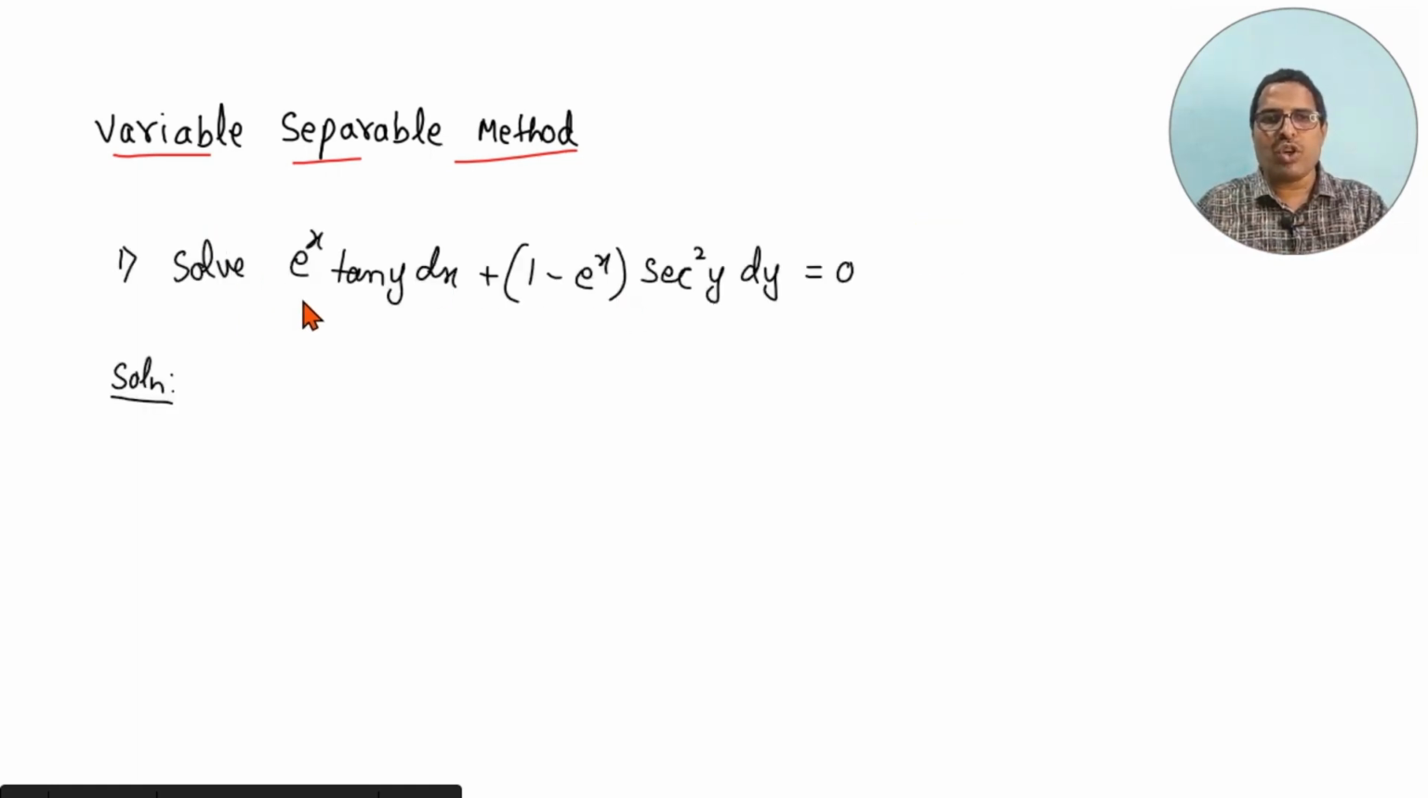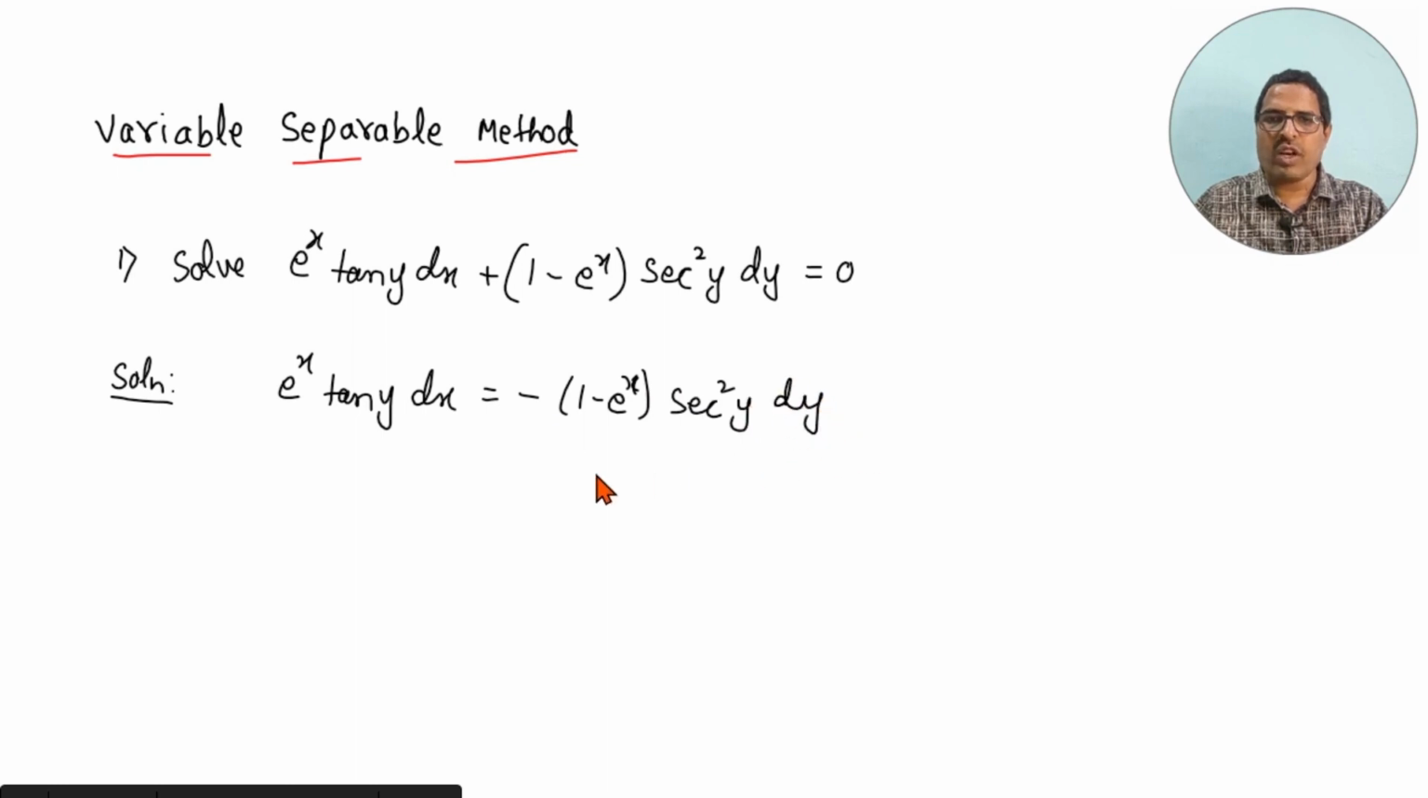We have the question: solve e power of x tan y dx plus (1 minus e power of x) secant square of y dy is equals to 0. Let us try to separate the variables over here. So keep this e power of x tan of y dx as it is. Send this value on the right hand side. The positive value will become negative. It becomes minus of (1 minus e power of x) secant square of y dy.